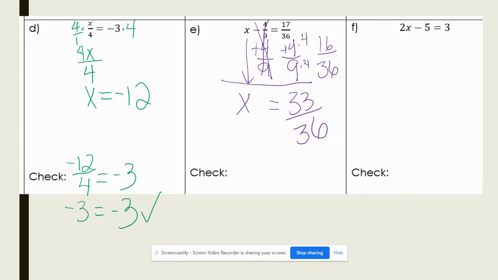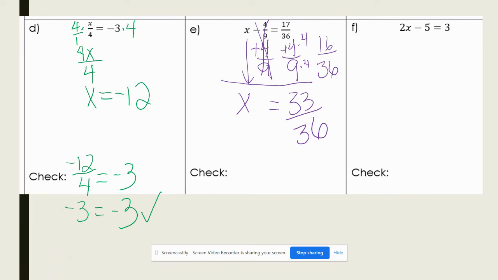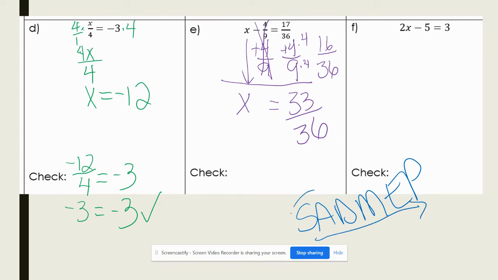All right, letter F. We still don't have any parentheses here, and we don't have any like terms on the same side. So I'm going to start with moving opposite operations. At this point, when you have more than one thing, we do PEMDAS backwards, which I call SADMEP. So we start with subtracting or adding. Do I have any subtracting or adding with the x? And we do. We're subtracting 5.